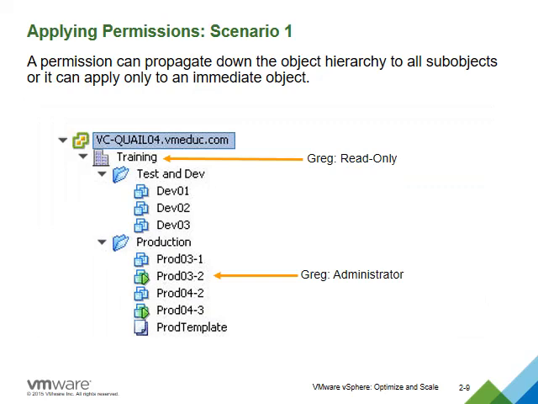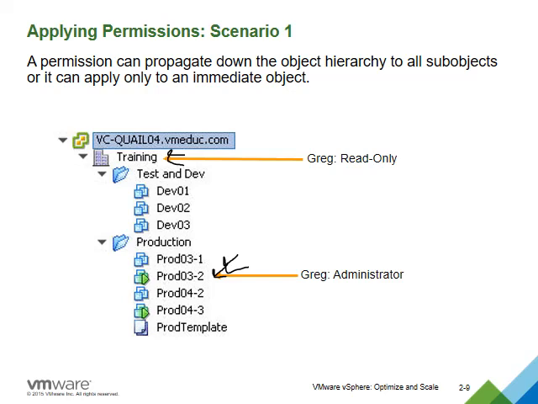When applying your permissions, this is a pretty good scenario here. As you'll notice, a permission can propagate down the object hierarchy to all the sub-objects, or it can apply to the immediate object, which here you've got set to the whole hierarchy, or to the immediate object, which is here at prod 03-2. And in addition to specifying where the permissions propagate downward, you can override permissions set at a higher level by setting different permissions on the lower-level object.